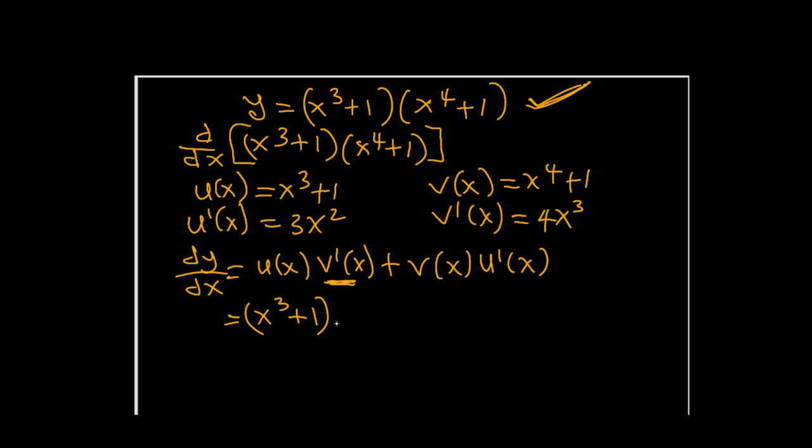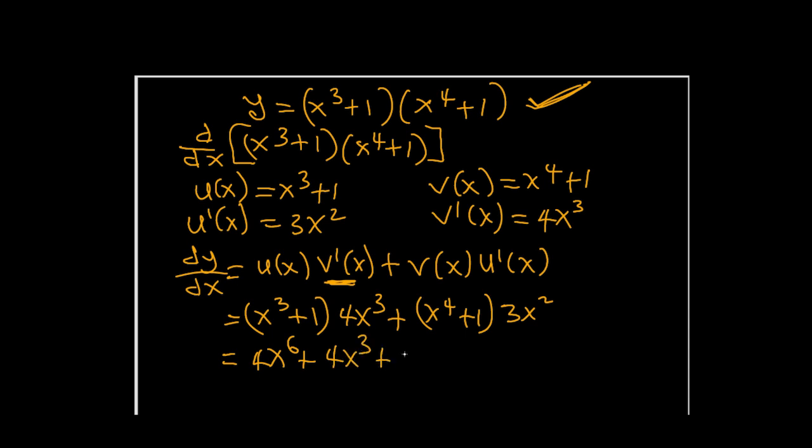The derivative of v is 4x cubed, and v is x to the power 4 plus 1, times the derivative of u, that's 3x squared. Then you can do the expansion, and that will give you 4x cubed times x cubed, that is 4x to the power 6, plus 4x cubed times 1, that's 4x cubed, and then plus 3x squared times x to the power 4, that's 3x to the power 6, and then plus 3x squared times 1, that's 3x squared.